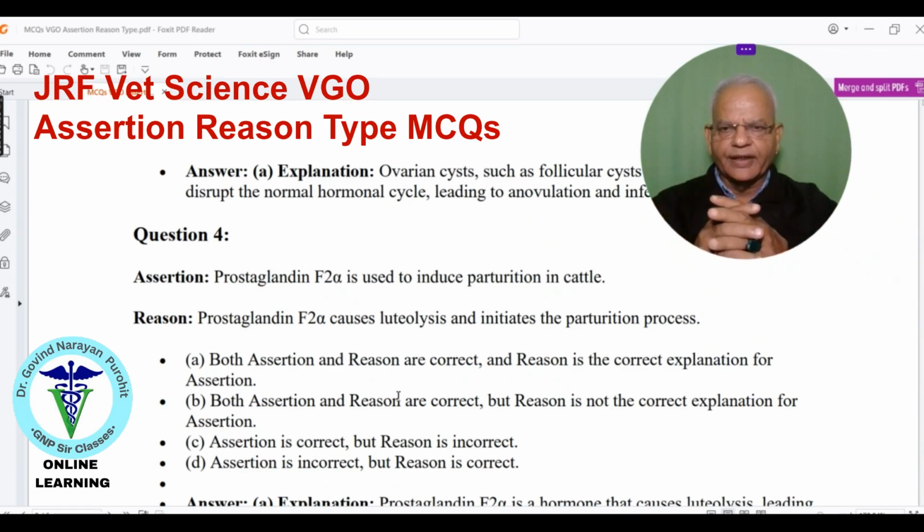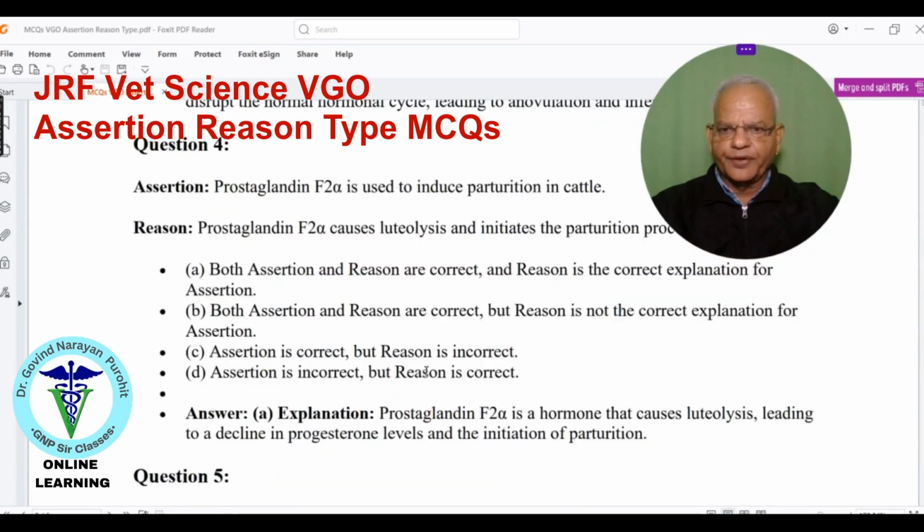Between the 5 to 8 months, it is said that prostaglandin F2 alpha receptors are very less, and that's why the prostaglandin alone will not cause luteolysis. So both the assertion and reason are correct, and reason is the correct explanation for the assertion.